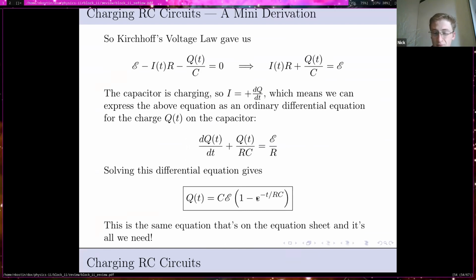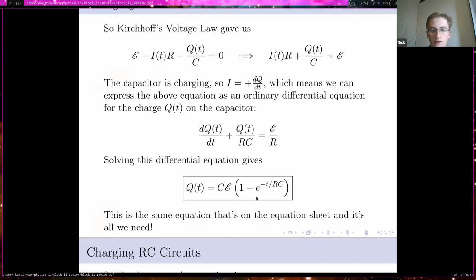And really, this is all that we need, because we've had all sorts of RC problems at this point, and they ask for all sorts of different things. Some of them ask for currents, others ask for voltages. But the only equation you really have to know is the one provided on your equation sheet. It's this one, the charge equation. Everything else comes from this equation.